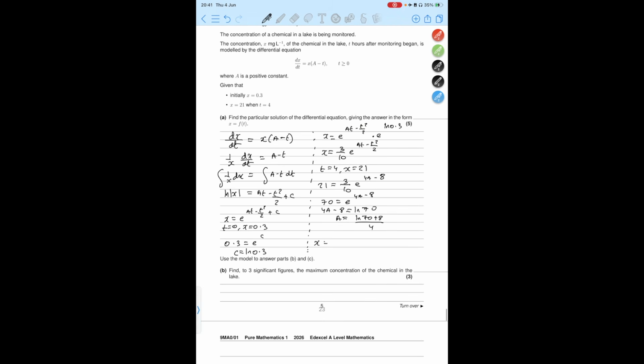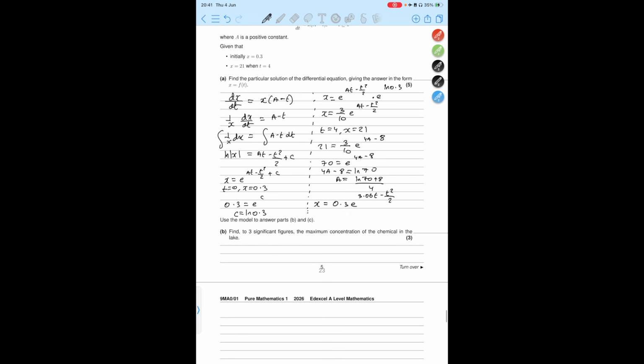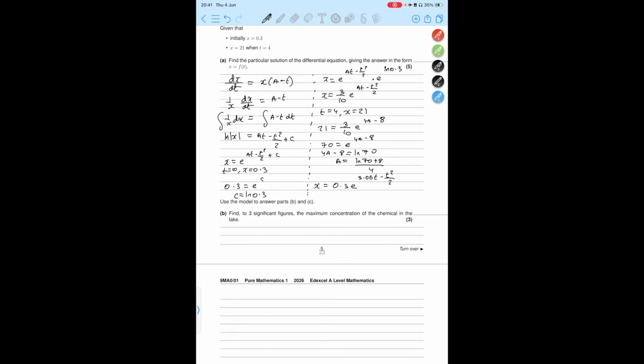So let me write it out. x equals 0.3 e to the 3.06 t minus t squared over 2. And so a equals 3.06 to 3 SF. So I've just written that there. I've used 3.06 to 3 significant figures. I hope that is fine. Now we can move on to part B.